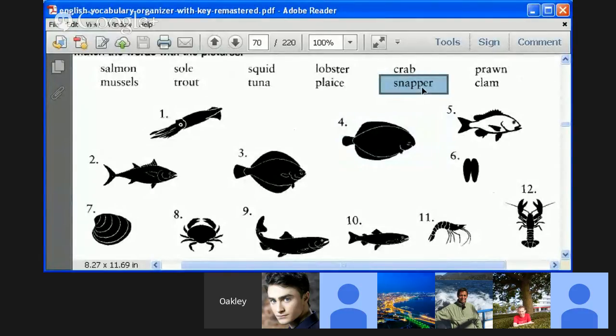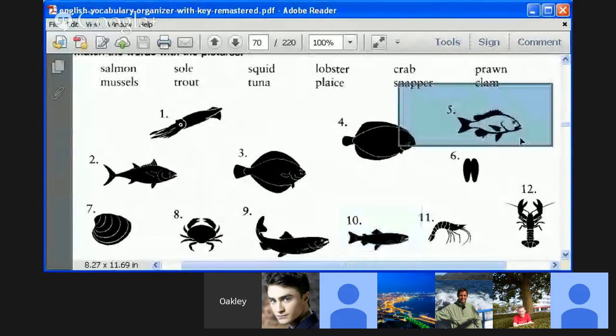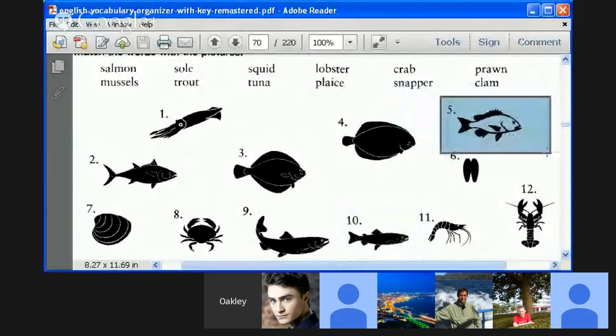Carlos, where's the snapper? Often called red snapper. I think a snapper is the number 10. No, I think 10 is probably trout. Snapper is probably up here. I think number 5.